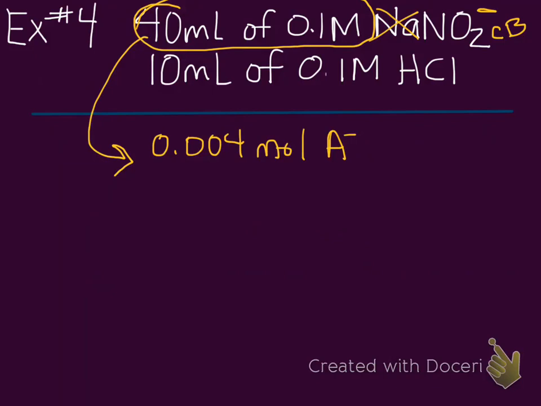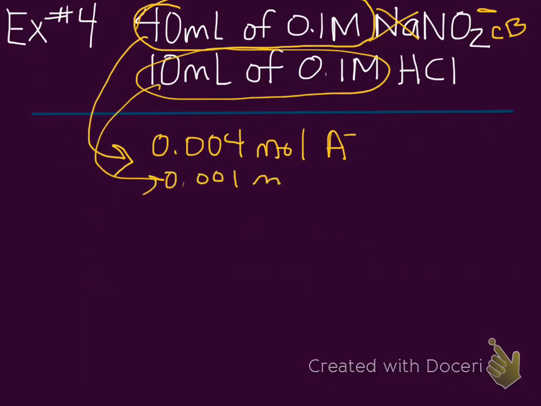Okay, and because I know this is the conjugate base, I'm going to label this my A minus, okay? And then we have here 10 mL of 0.1 molar, so that's going to give me 0.001 moles, and we're going to make that H plus because we know that Cl minus is just going to be a spectator.